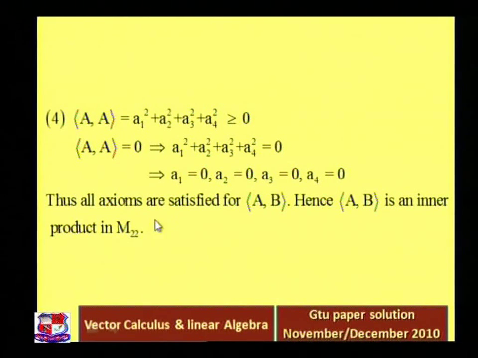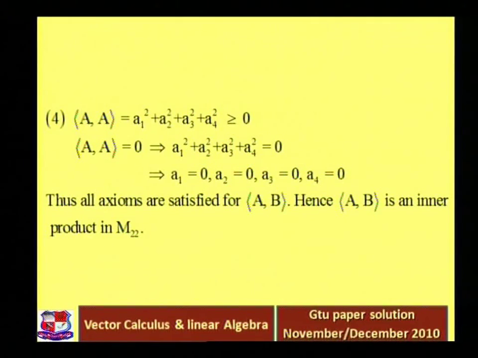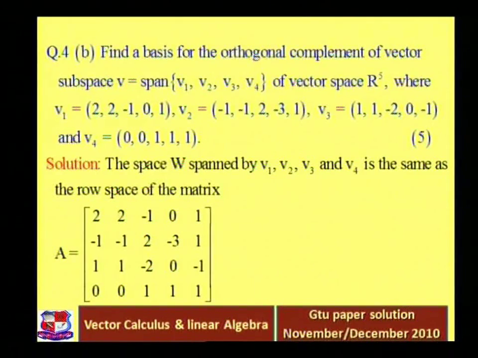So thus all axioms are satisfied for inner product AB. Hence inner product AB is an inner product in set of 2 cross 2 matrix. So this notation, right, is inner product in set of 2 cross 2 matrix. Okay, and this question was asked for 4 marks in this question paper. Next question 4b.